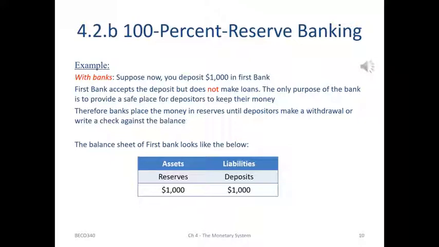The balance sheet of First Bank looks like the below. The bank's assets are the $1,000 it holds as reserves. The bank's liabilities are the $1,000 it owes to depositors. Unlike banks in our economy, the bank is not making loans, so it will not earn profits from its assets.